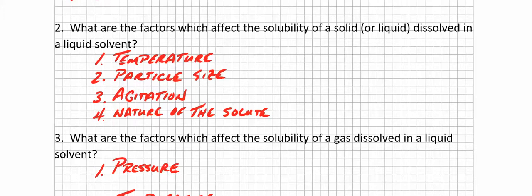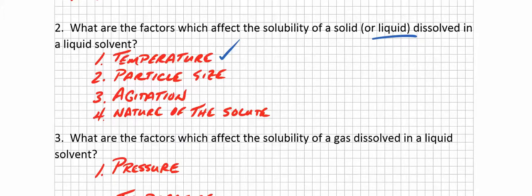But again, I want to draw your attention to temperature, a very important factor in determining the solubility of a solid dissolved in a liquid. By the way, I did mention that liquids can be dissolved in liquids. Let's think about the example of mop water, where we have a little bit of ammonia dissolved in a lot of water. So the lesser of the two liquids is going to be the solute, the more abundant liquid is going to be the solvent. So temperature, that's the first one.